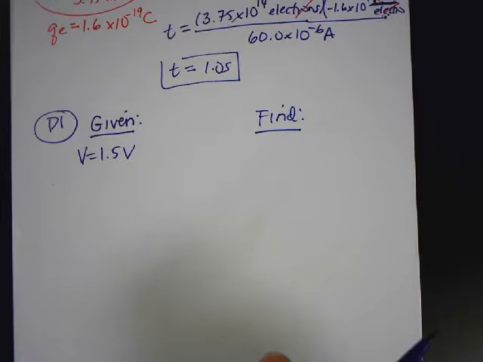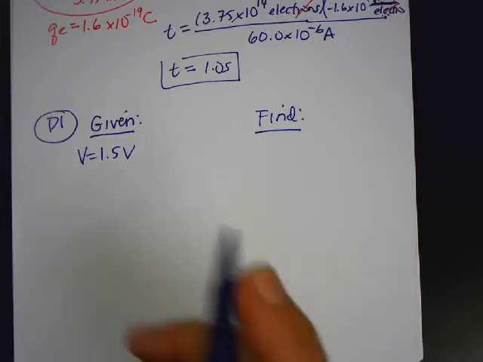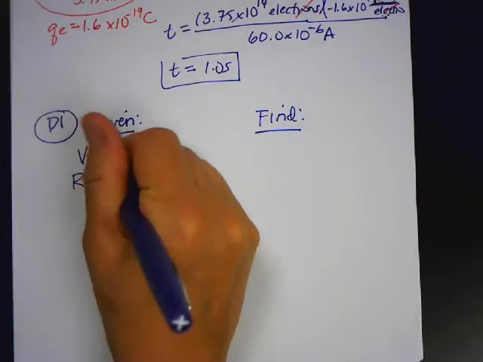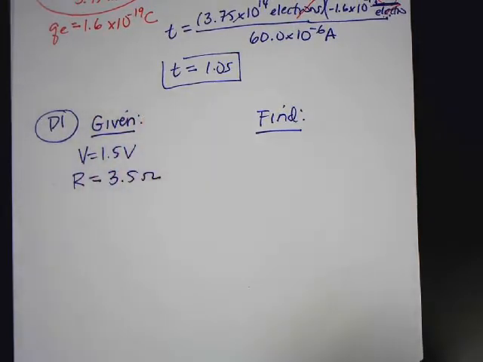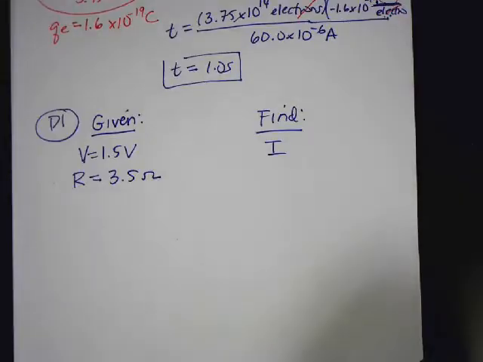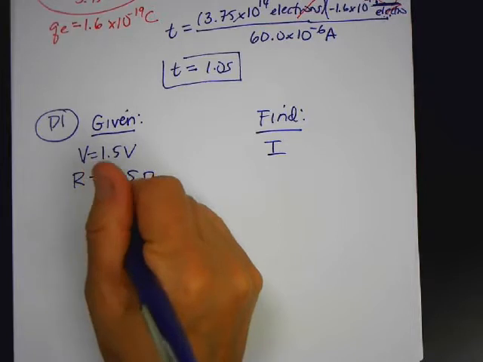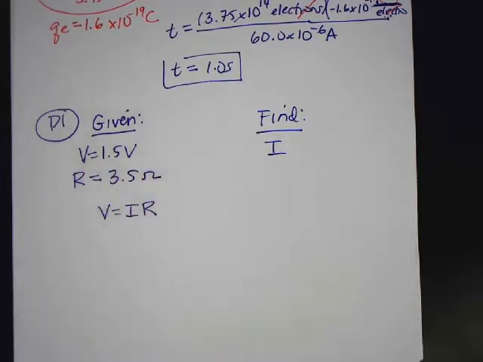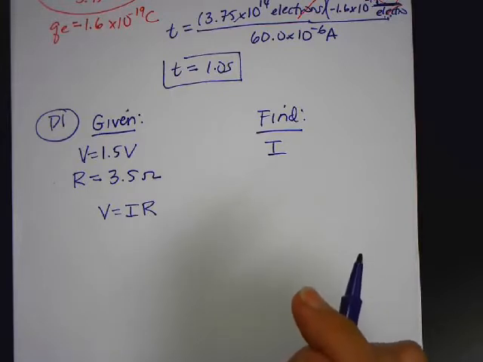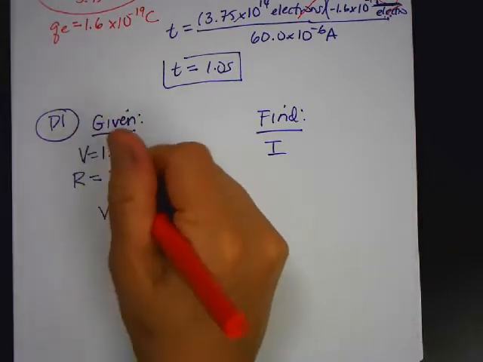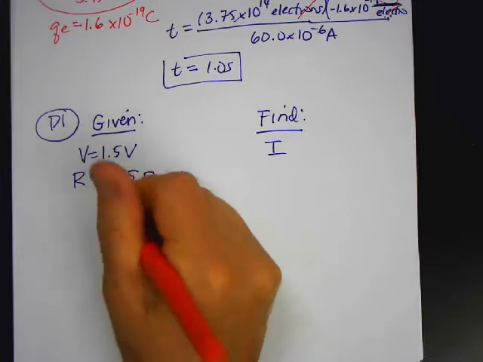It is connected to a small light bulb with a resistance of 3.5 ohms. So R is equal to 3.5 ohms. What is the current in the bulb? So I want to find I. All we're going to use is Ohm's law. The way that I was taught in school to remember it is V is equal to IR. Even though your book has it reversed, this is the way I'm always going to write it down. So V is equal to IR, and we're given V and R, and we want to find I.